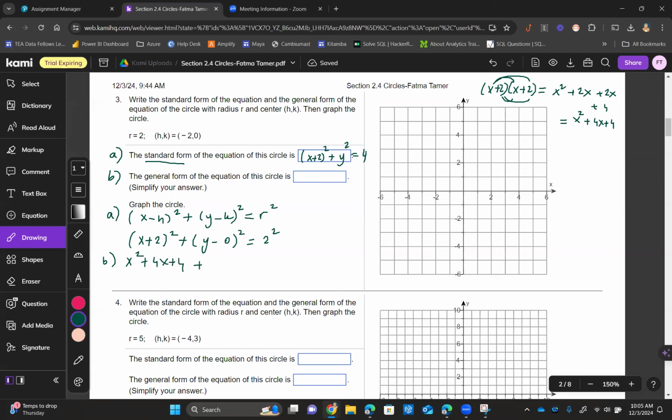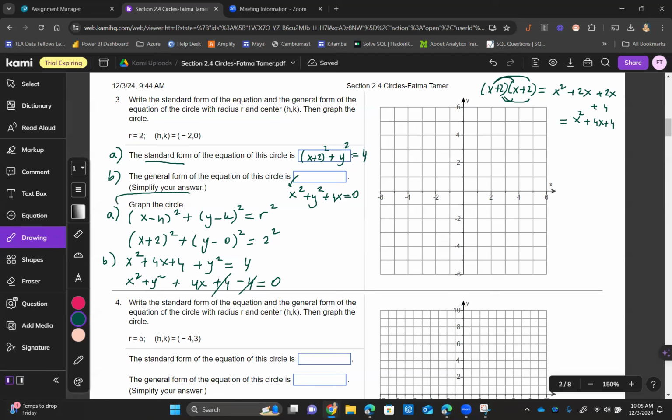And then this is already just y² = 4. Now the general form: x² will stay, y² will come next to it, and then we already have the 4x and we have the 4 here. Then we will bring this 4 as -4 to the other side and set our equation to 0. And this +4 and -4 cross out. So the answer I can put in the second empty space will be x² + y² + 4x = 0. That is what I need to put for part B, because +4 and -4 cancel out.